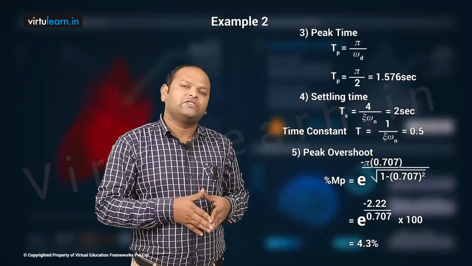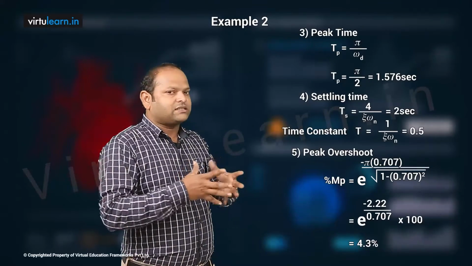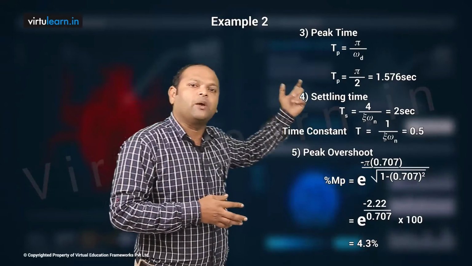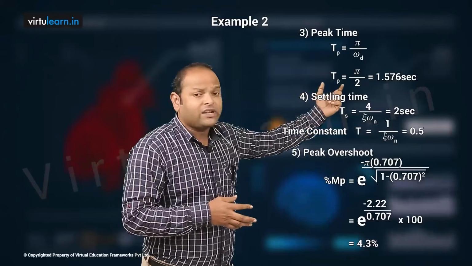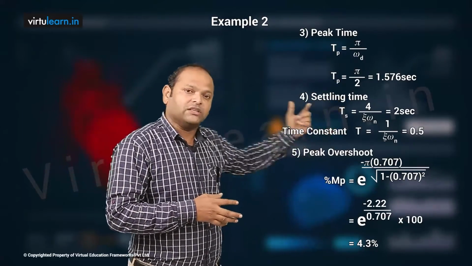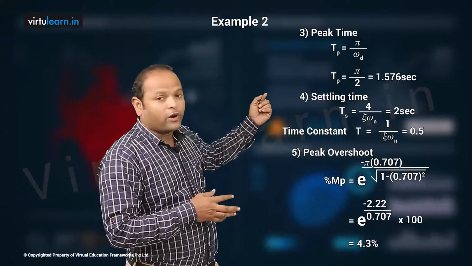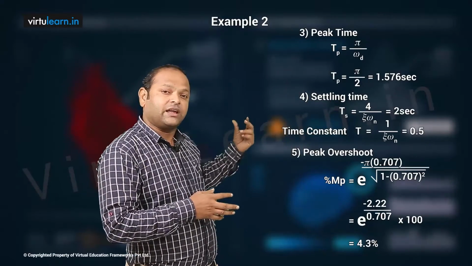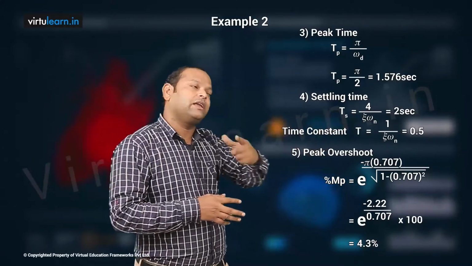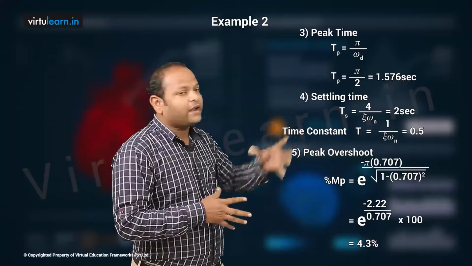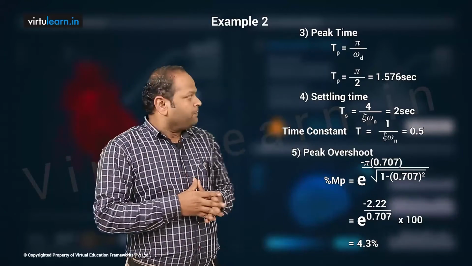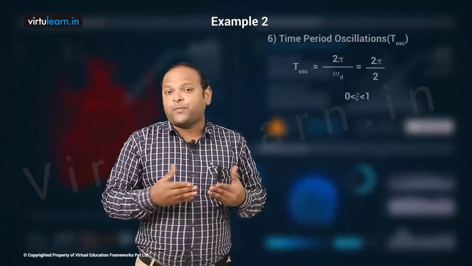So you can remember this, which is very useful. As I said, when zeta is 0, then MP is 100%. When zeta is 1, then MP is 0%. In between also we can say when zeta is 0.5, you will be getting 16%. Similarly, here we have 0.707, you will be getting it as 4.3 exactly, but around 4% we can take it. Next, the last one is time period of oscillations.